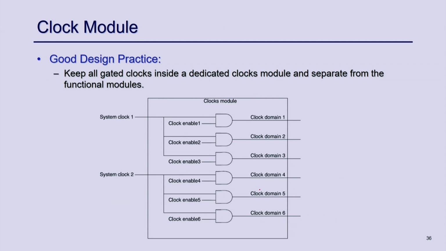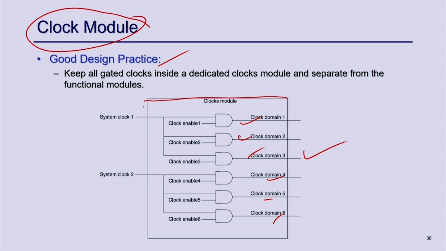So, the strategy you should take when you design this ASIC circuit is to create a clock module. It is a good design practice to keep all your clocks in a single module. You create 3 clock domains here, another 3 here. So, there are 6 clock domains, but you create all of them in one module. That way, whenever FPGA synthesis happens, it is easy to detect all your clock domains and process them easily, right.